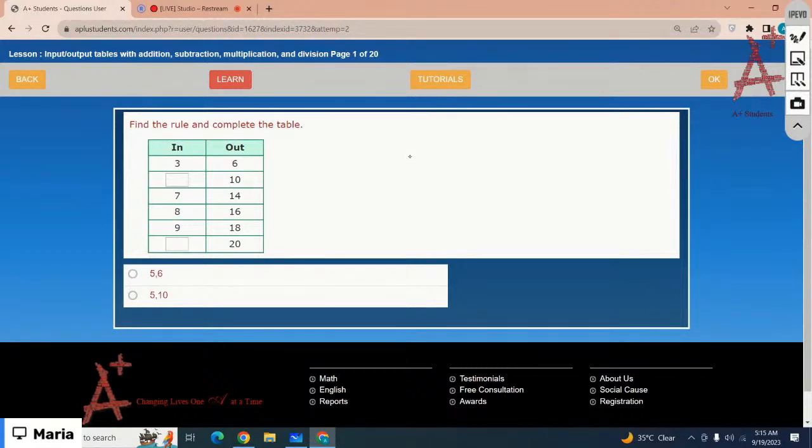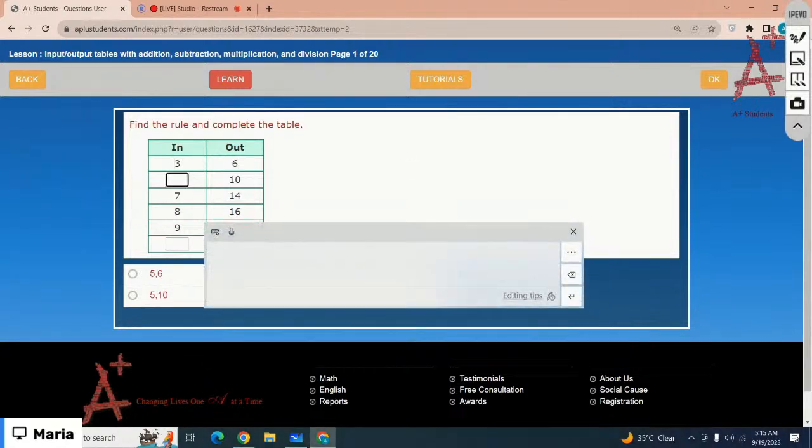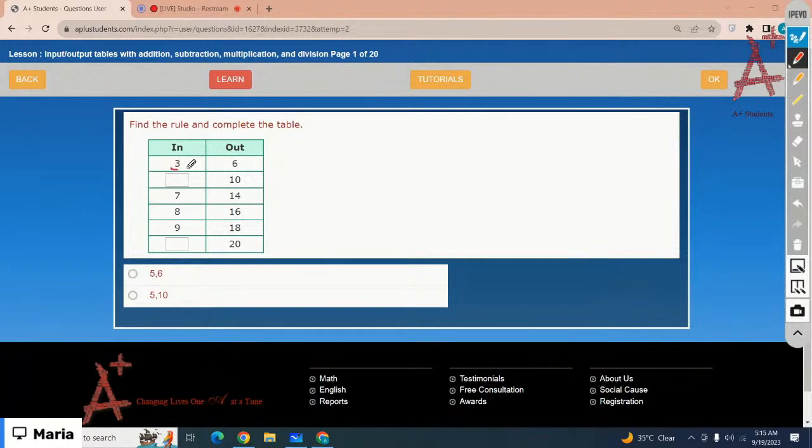So just look at the first one, 3, 6, 7, 14, 8, 16, 9 and 18, right? That means the output value is greater than the input value, right? That means either you have to add some number or you have to multiply. So which is the correct option? You have to do 3 times 2 equals 6, 7 times 2 equals 14. That means you have to multiply each input value by 2 to get the output value, right?